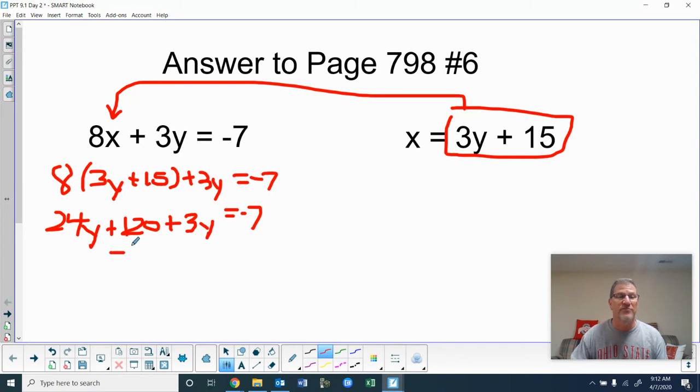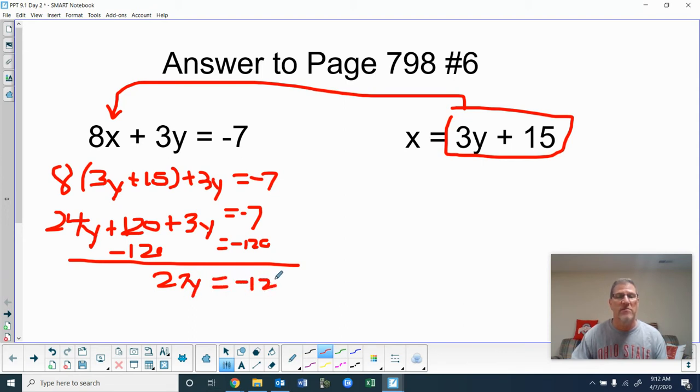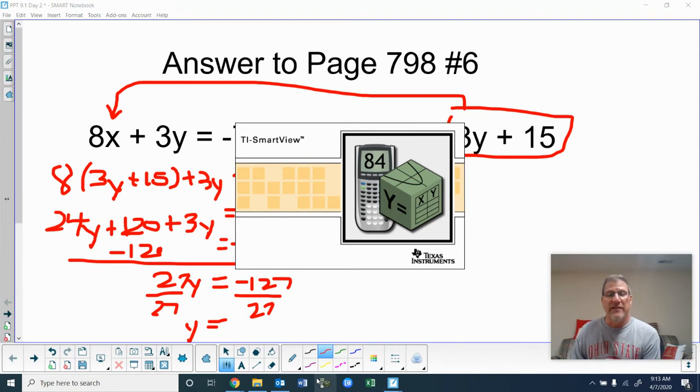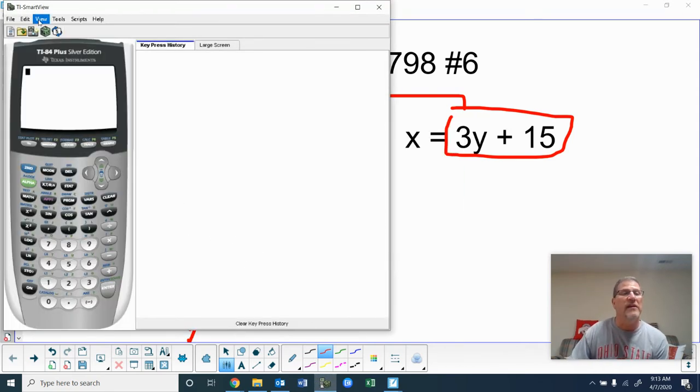So subtract the 120 from both sides. So I get 24y plus 3y, 27y there. And that's -127. And then divide by 27. I'm just going to use the calculator for that, see if we can reduce that fraction. I think we can.